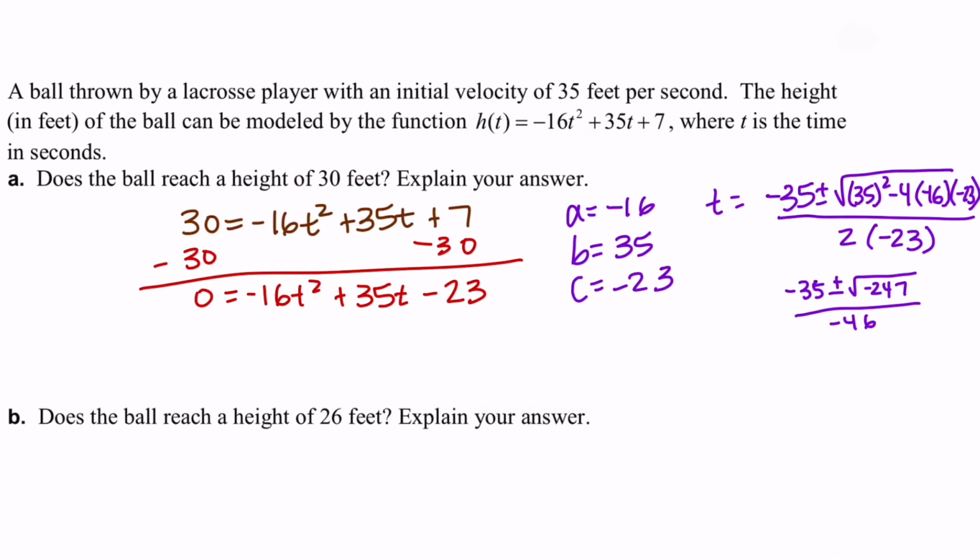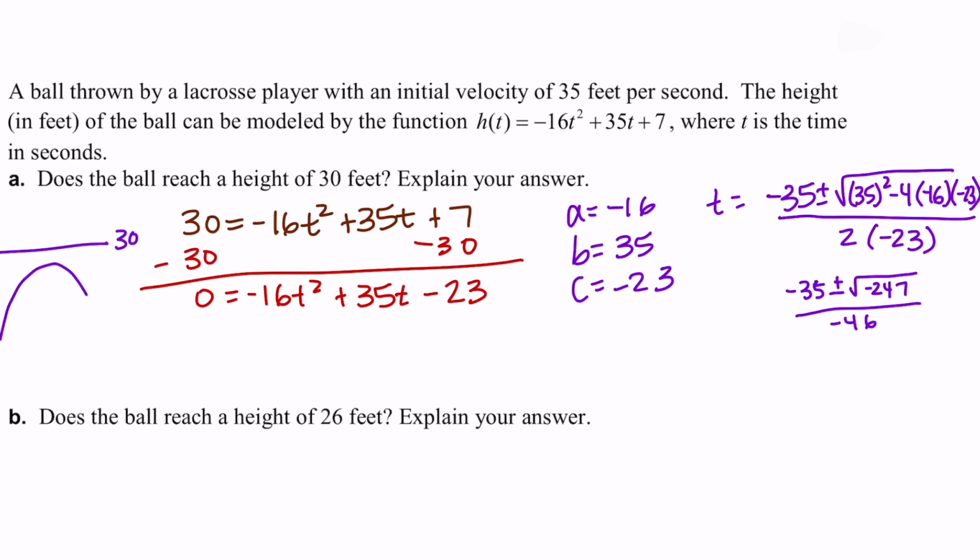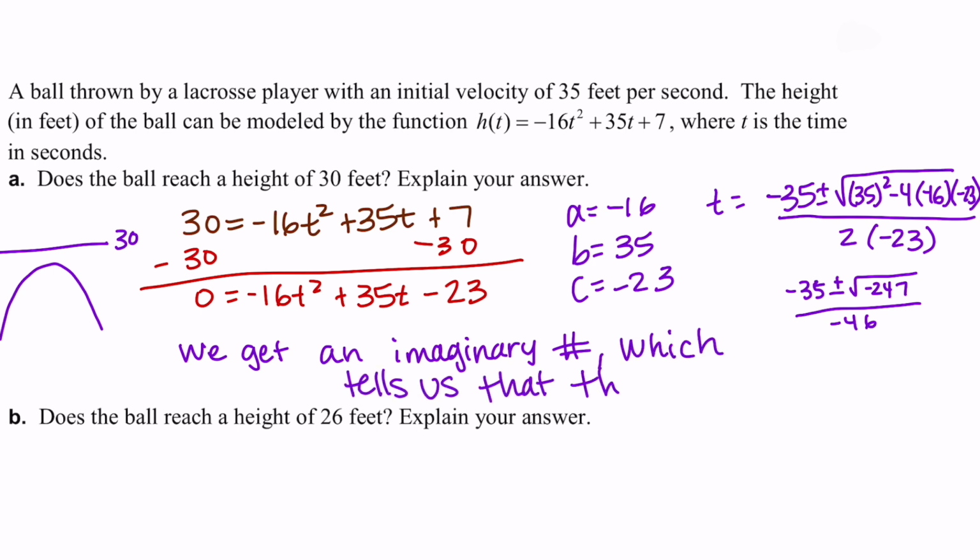I'm looking at this equation. Since I have a negative 247 here, that tells me right away that this will not ever happen. That's not a real number. So it's impossible for it to hit 30 feet. This negative tells me it does not hit 30 feet. The parabola comes up, but it does not reach the 30 feet. So we get an imaginary number, which tells us that the ball will not hit 30 feet.